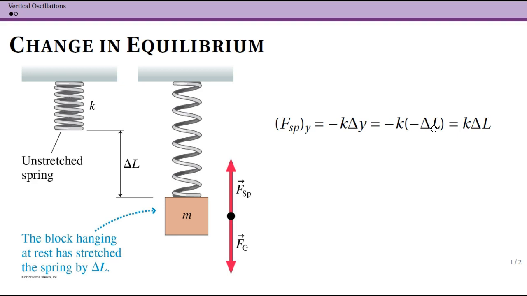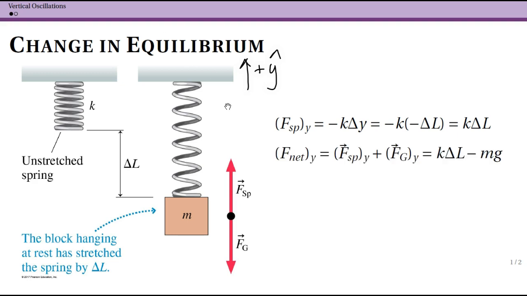Be careful here in that we have to get the signs right, and we would define up to be the positive y hat direction. So our delta y is negative because we've pulled it down. Because of that, this minus sign cancels with that minus sign, and we're left with positive k delta L, and that tells you that your spring force is up, which is exactly what you would expect.